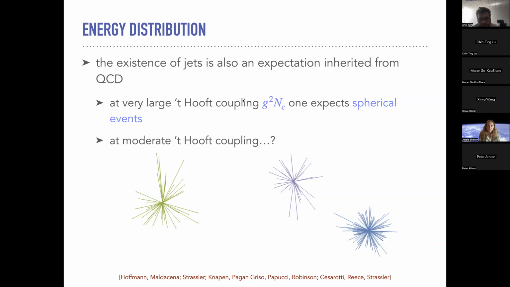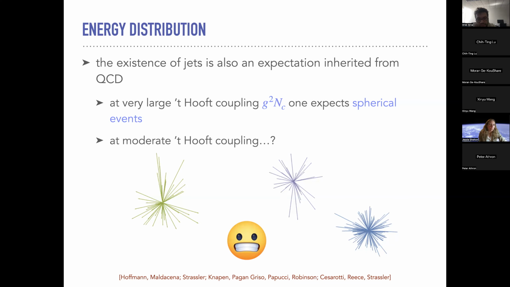But at moderate 't Hooft coupling, g squared N_c of order one, nobody really knows. We don't have good theoretical tools. Some toy models, and I emphasize these are toy models, from these people give event shapes that are a combination of jetty and spherical, very diverse. It's hard to make precise, well-informed predictions away from the QCD-like regime. This is also uncomfortable, and it's something that we need to keep in mind when we think about making sure that we're covering the range of possibilities well.